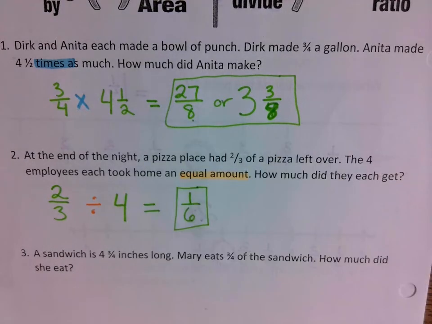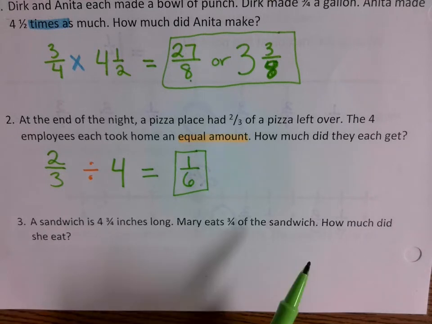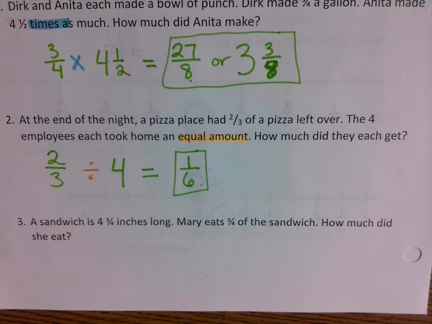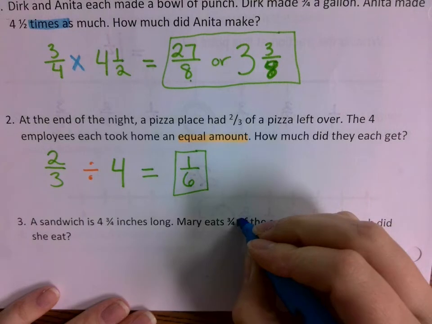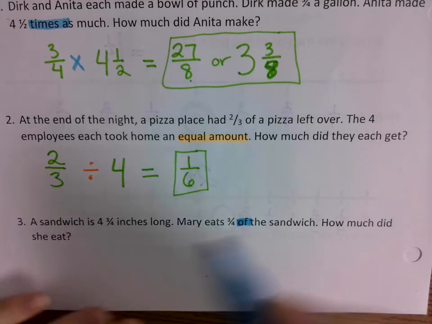All right, let's take a look at problem number 3. A sandwich is 4 3/4 inches long. Mary eats 3/4 of the sandwich. So how much did she eat? So this is a word that we haven't really talked about much. The word of. And I'm going to highlight it in blue. Whenever you have a fraction and the word of, that's implying that you're going to multiply. A fraction and the word of is going to represent multiplication.